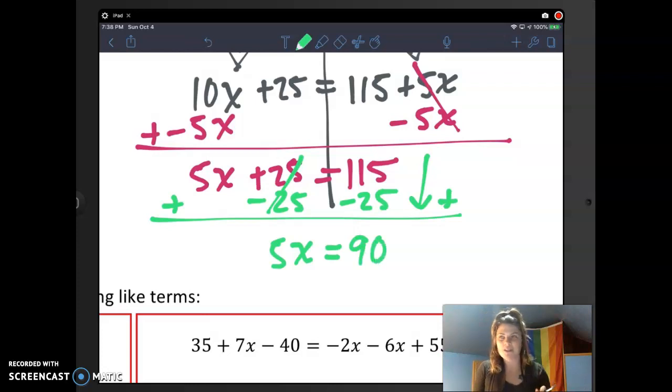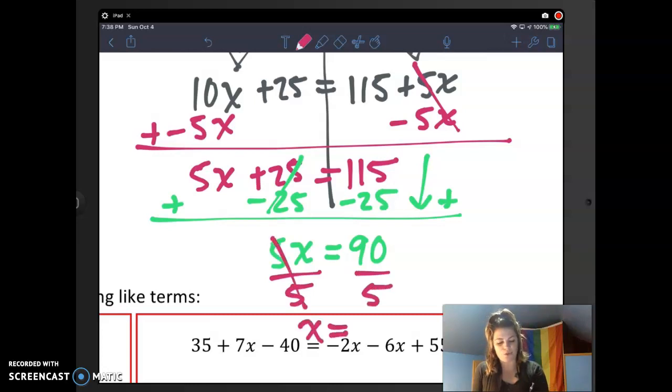And here's your favorite part of the song, because I'm not very good at singing it. Let's divide by the number that's in front of the x. So we're going to divide by 5. Then that tells us that x is equal to, dividing top to bottom, 18.